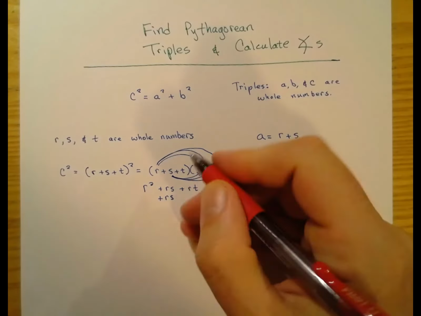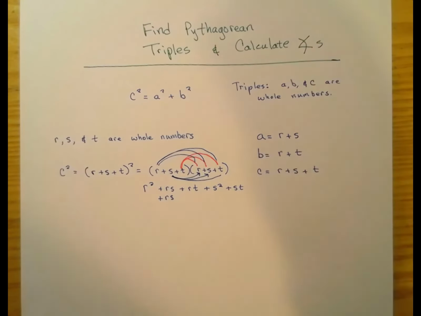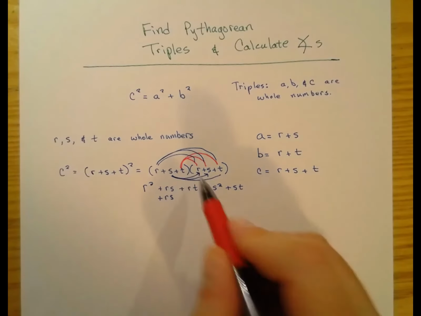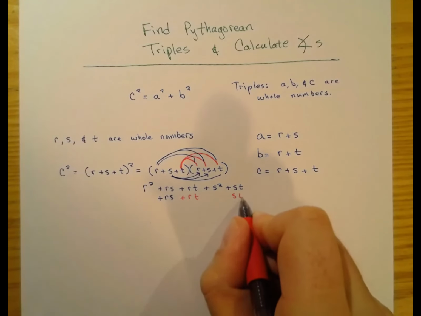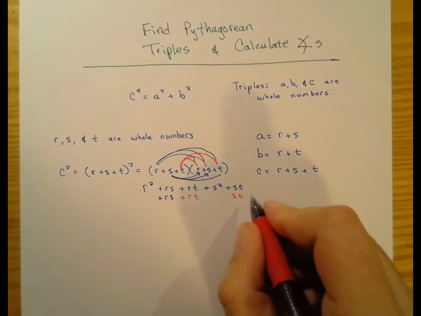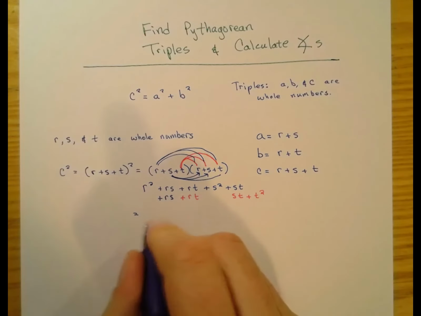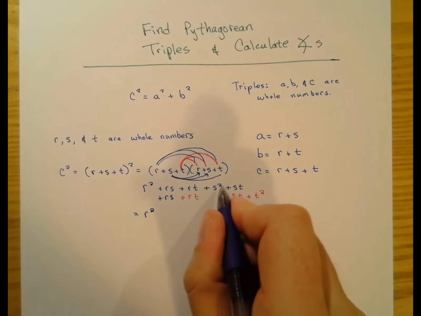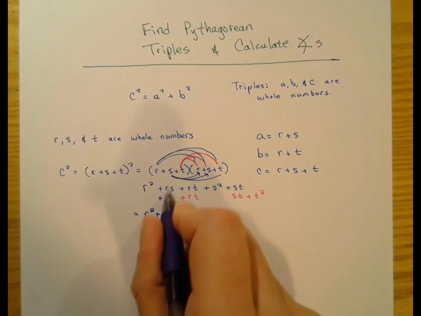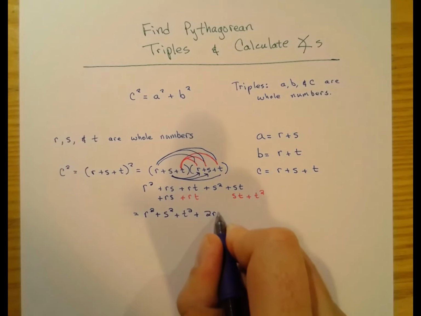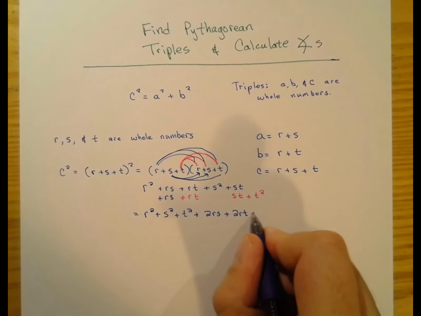And lastly, we have to distribute now this t, and we're going to get some repeated terms here as well. So t times r is another rt, t times s is another st, and t times t is a t squared. So we'll add all these together, and we get an r squared, an s squared, and a t squared, plus 2rs, plus 2rt, plus 2st.